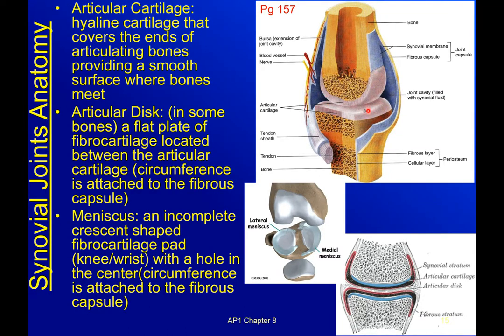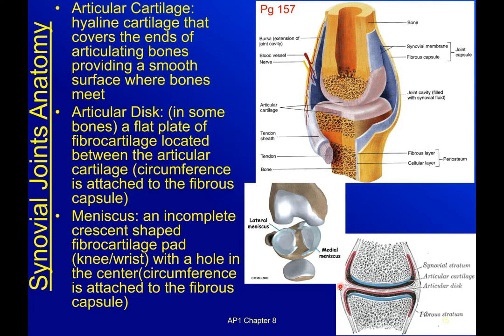So we put cartilage at the bone ends. Remember, articulate means to come together. So it's hyaline cartilage that covers the ends of bones that are articulating. It provides a smooth surface where the bones can meet. An articular disc is a flat plate of fibrocartilage located between articular cartilage.